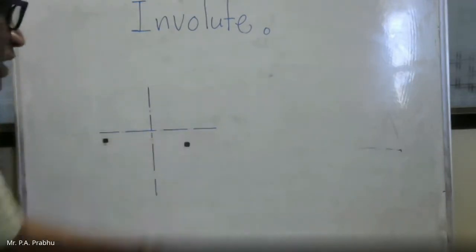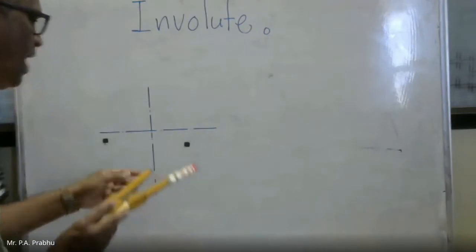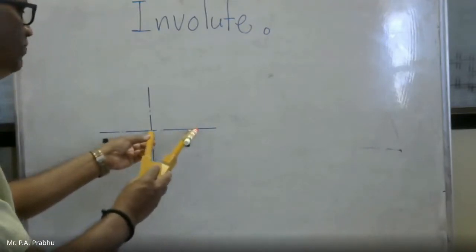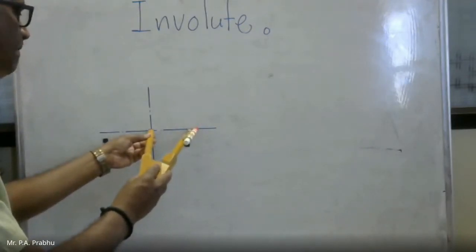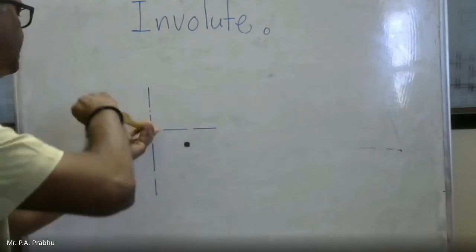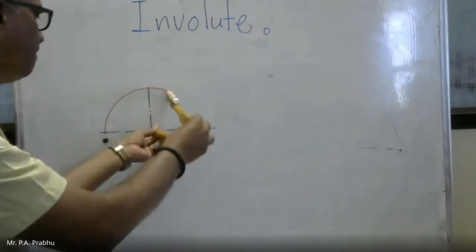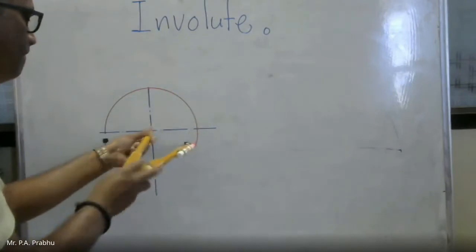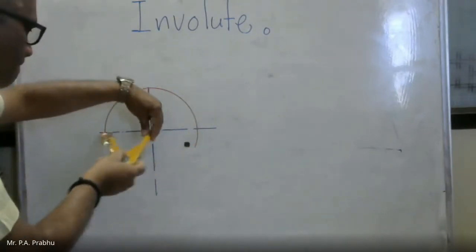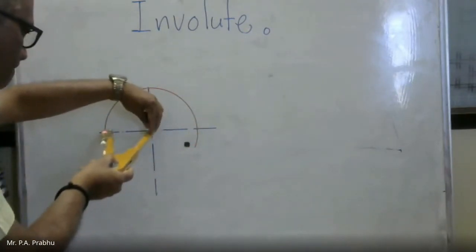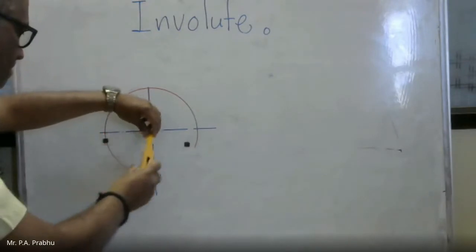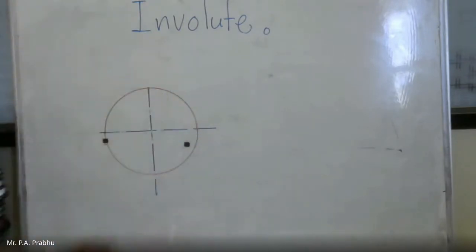Long dash, small dash, like this. Mark the center and draw a circle with a radius equal to 25. Draw a circle of radius 25. Next thing.